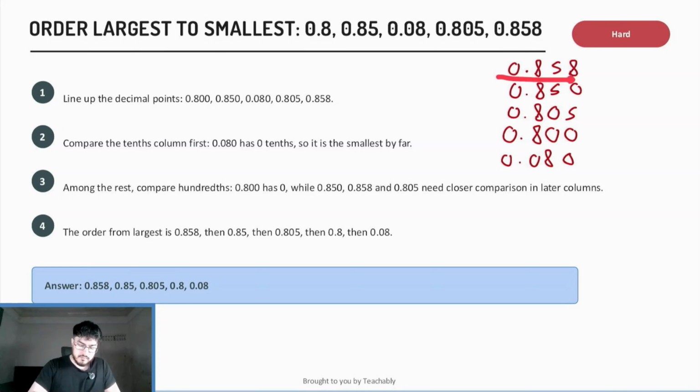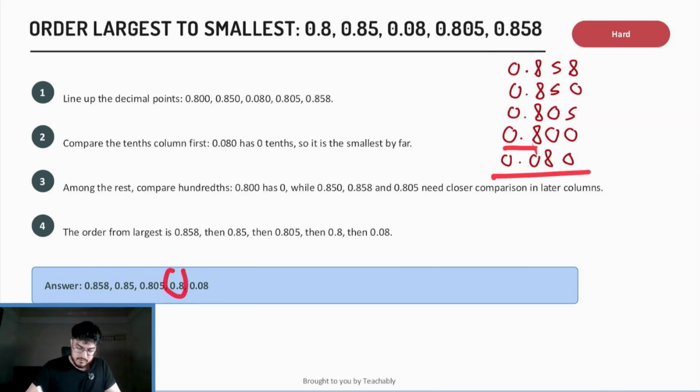So the first number we're going to write is 0.858, which they got right here. The next one is 0.85, which is here. The next is 0.805, which is here. The next is 0.8, which is here. And then the smallest is 0.08, which is right here. So we've done it in the correct order.